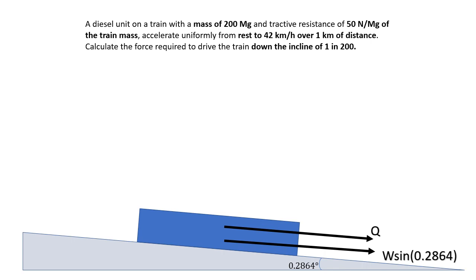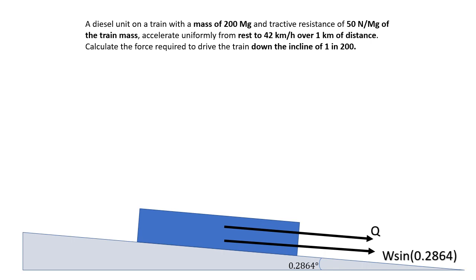Now, what if the truck is going down the incline? Now we have a diesel unit on a train with a mass of 200 megagrams and a tractive resistance of 50 Newtons per megagram of the train mass, accelerating uniformly from rest to 42 km per hour over 1 kilometer of distance. Now calculate the force required to drive the train down the incline of 1 in 200.